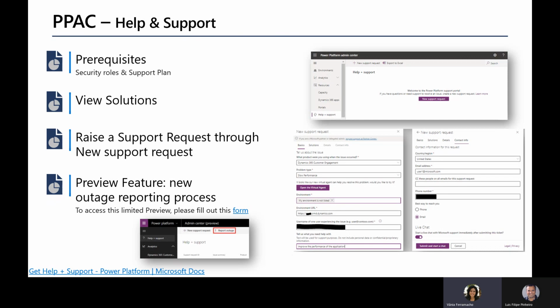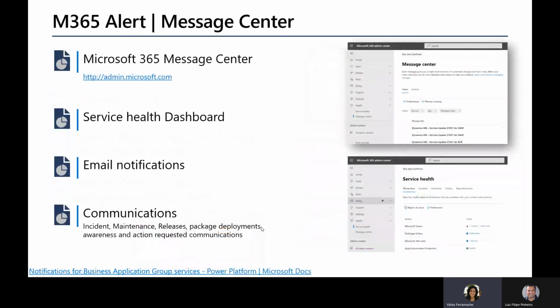Regarding the preview feature, we are rolling out a new feature to a limited set of customers to try out. The idea is that if you are experiencing a service outage, you should go to Power Platform Admin Center and select the report outage link to report the outage to us immediately. This is still in preview mode. We have put the link here, so if you want to access this preview, you can access it and fill in the form.